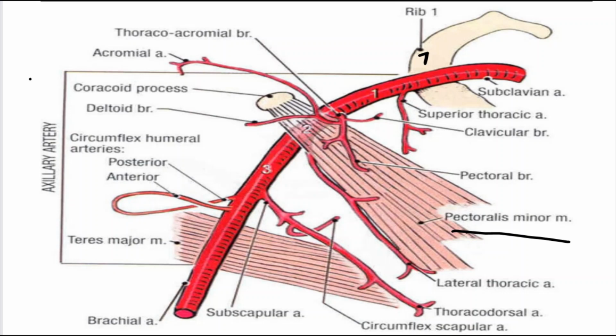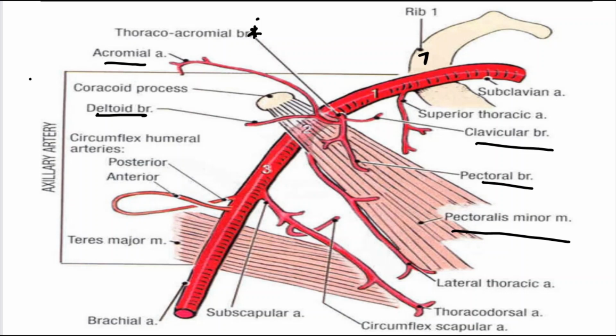You find the thoracoacromial branch, here. The thoracoacromial branch will give you the clavicular branch. It will give you the acromion branch, and it will give you the deltoid branch, as well as the pectoral branch. So these are the branches of the axillary artery.